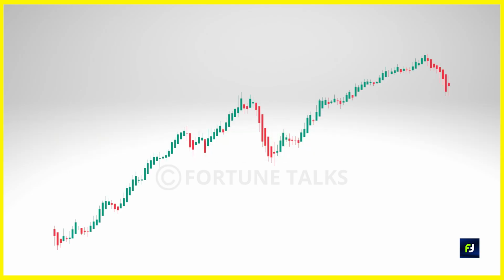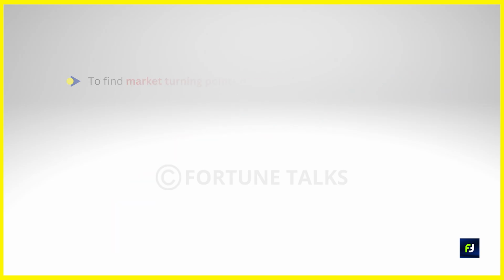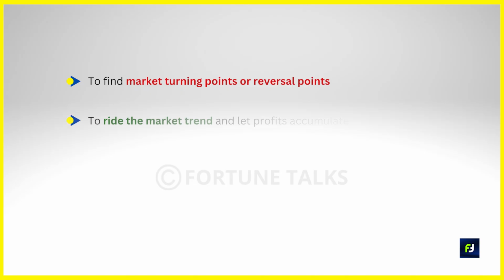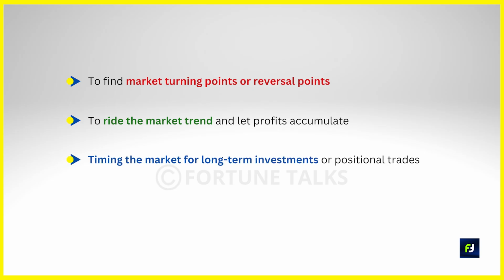When discussing the application side of Heikin Ashi charts, there are four main ways or strategies in which I personally like to use the Heikin Ashi indicator for trading. The first method involves using Heikin Ashi charts to find market turning points or reversal points and then take reversal trades from there. The second method is to ride the market trend using Heikin Ashi candles and let my profits accumulate over time. The third way is all about timing the market for my long-term investments or positional trades. And the final method is to find and trade chart patterns like triangles, wedges, etc. using Heikin Ashi charts. Now, let's take a look at each of these strategies in greater detail.